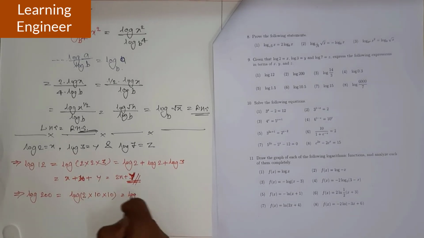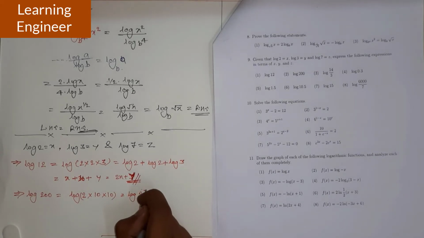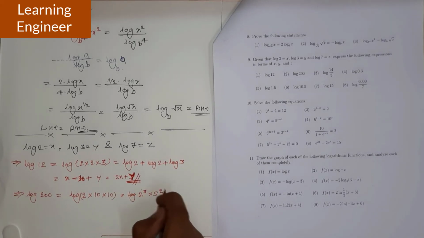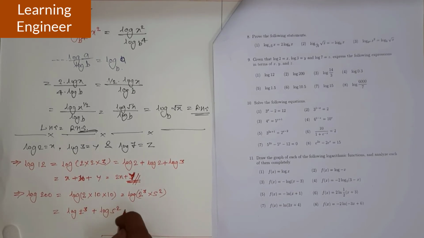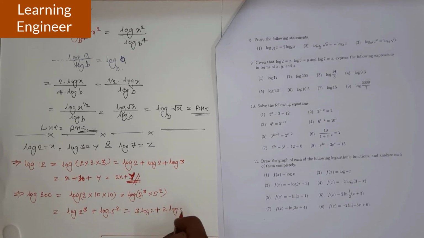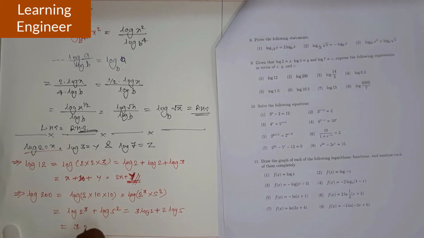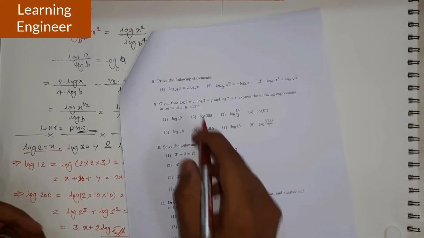This we can break as log of 2 raised to 3 into 5 raised to 2. This is how we can break it, as log of 2 raised to 3 plus log of 5 raised to 2. And this is how we can express 3 log of 2 as 3 into x, plus the second term will remain the same, 2 log of 5.